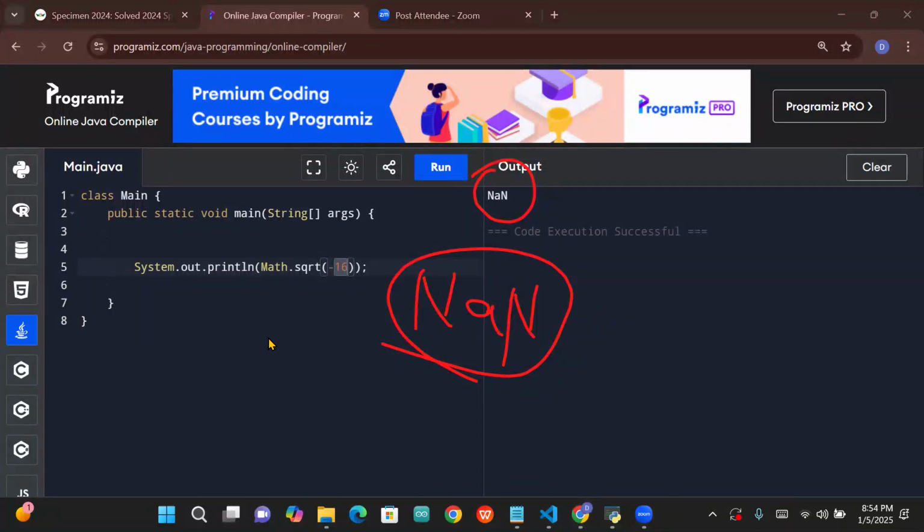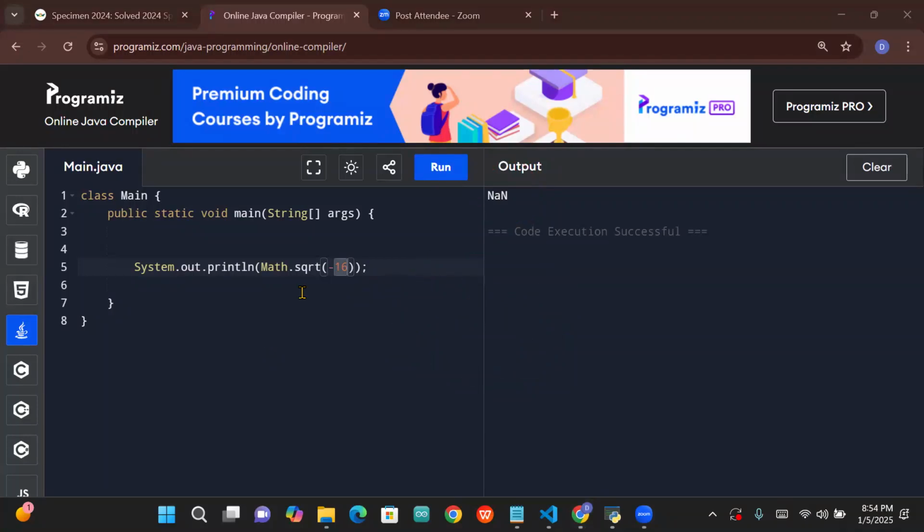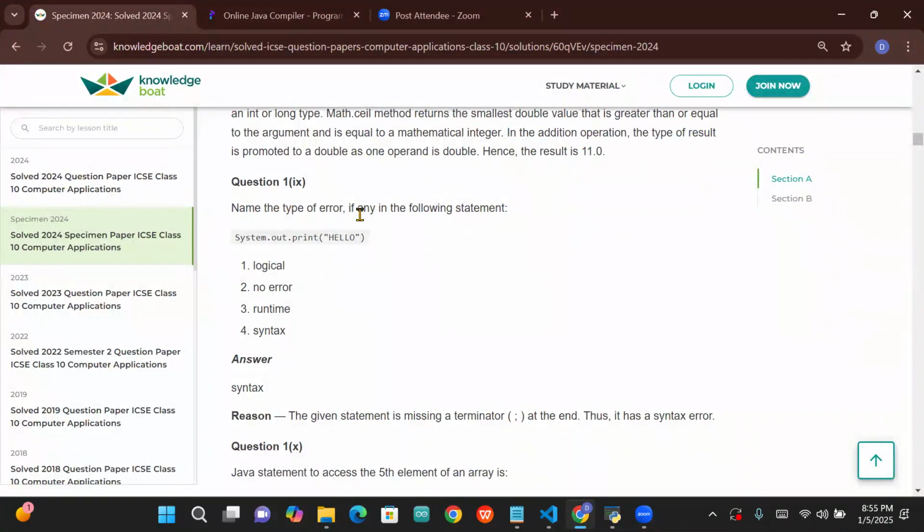So these two typical examples they will ask you. They will not ask you anything else. Divide by 0, which type of error? Runtime error. Square root of a negative number, which type of error? Runtime error. Minus 16, what will be your output? NaN. Any value, not only minus 16, you can take minus 25, then also you will get NaN, right? So this is all about the errors. I hope you got this.